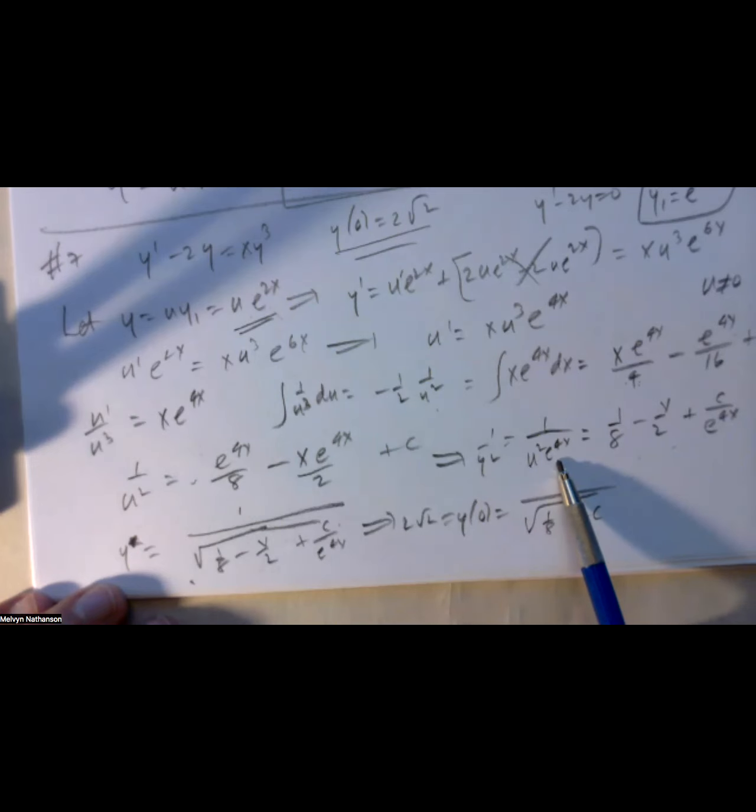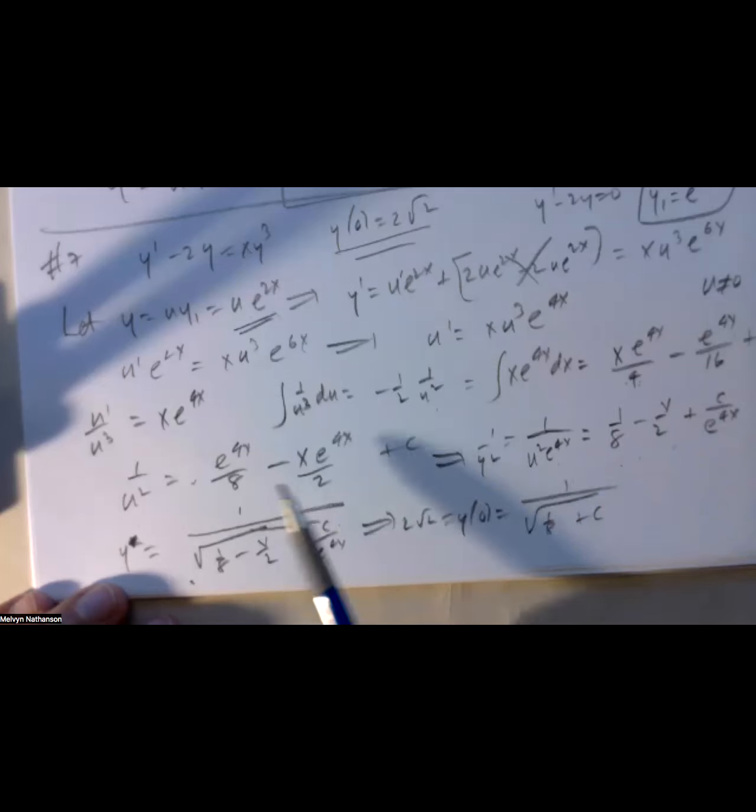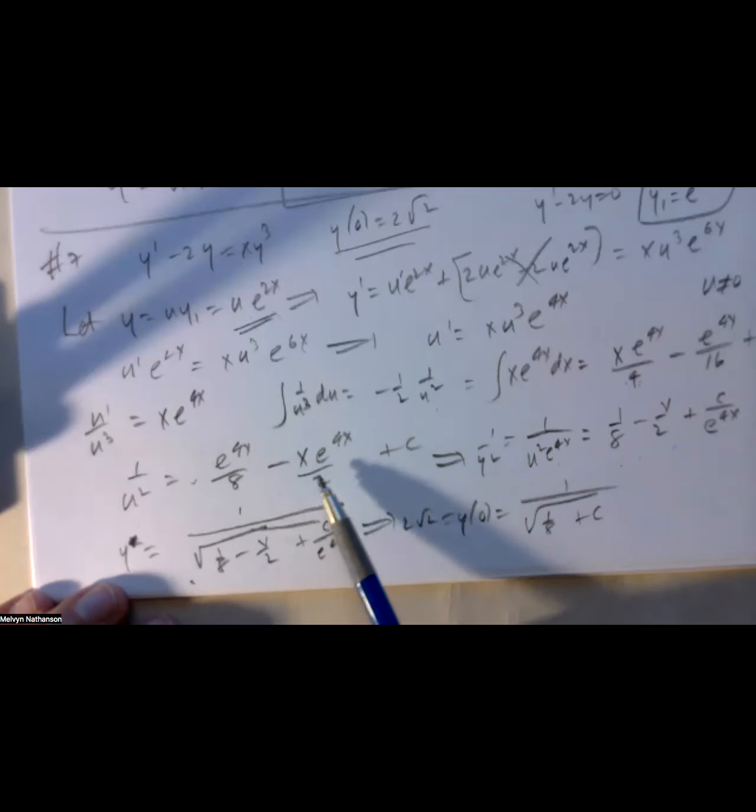Y squared is equal to this. So one over y squared is e to the 4x over 8 minus x e to the 4x over 2 plus a constant. That's all 100% correct.